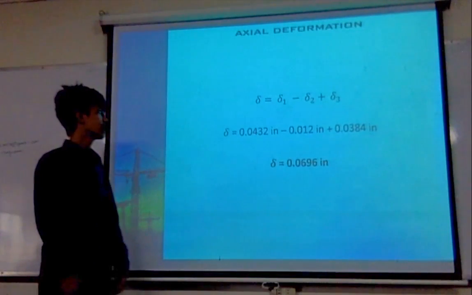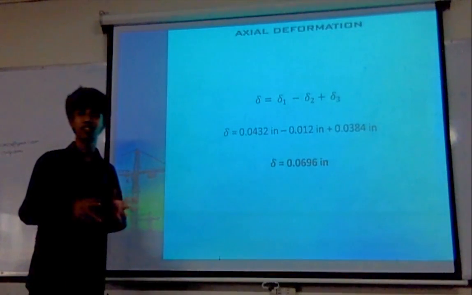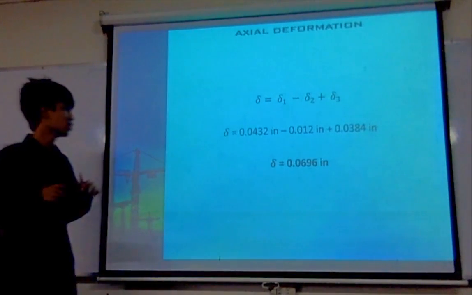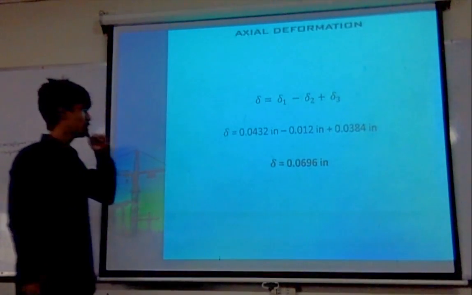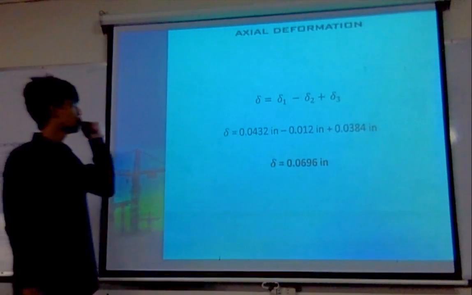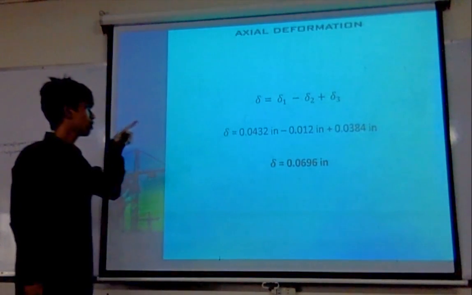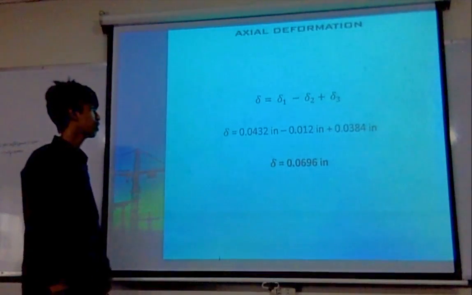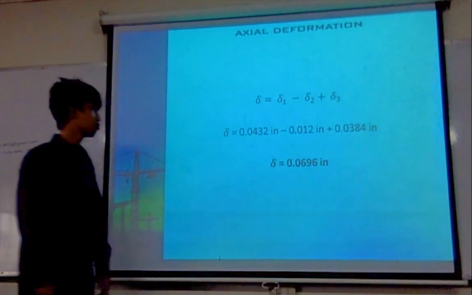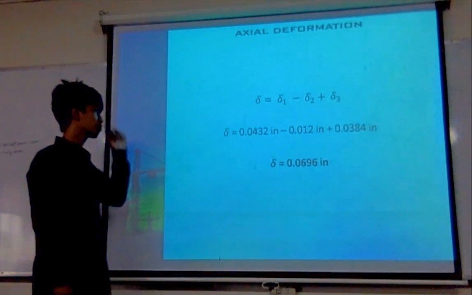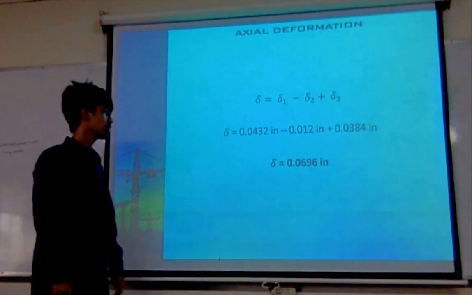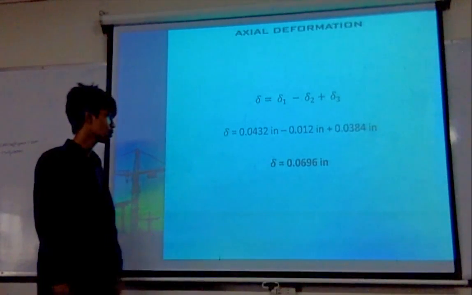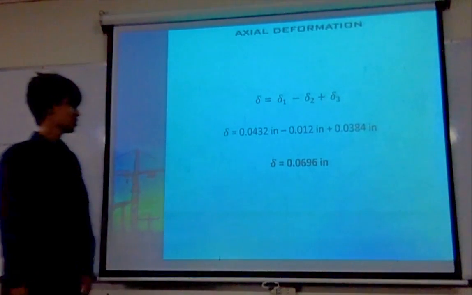We know that bar 1 will have tension, bar 2 will have compression, and bar 3 will have tension. So the total elongation of the bar will be the tension in the first bar minus the compression in the second bar plus the tension in the third bar. If we substitute the values, we get the total deformation of the bar to be 0.0696 inches.